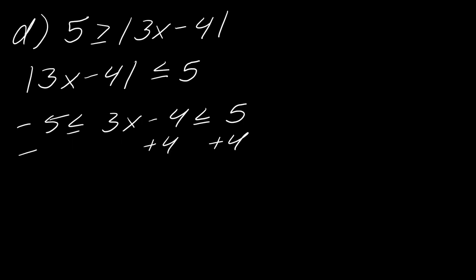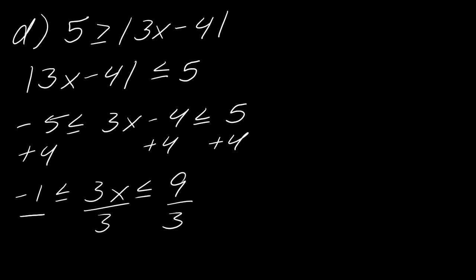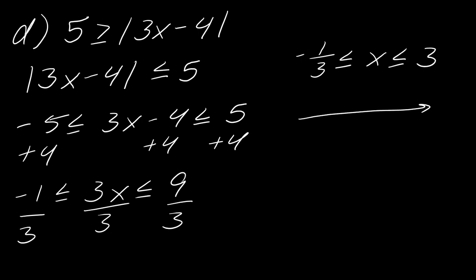Okay, so I'm going to go ahead and solve this. I'm going to end up having a fraction in this case. My x is going to be between negative 1/3 and 3. So my number line will look like this. I include, so I'll use the square brackets or a closed dot, whichever you like.